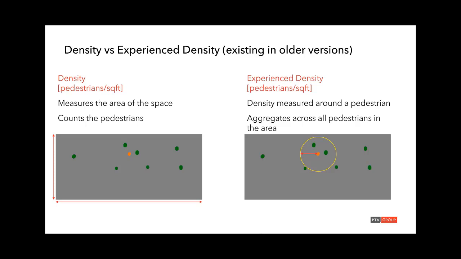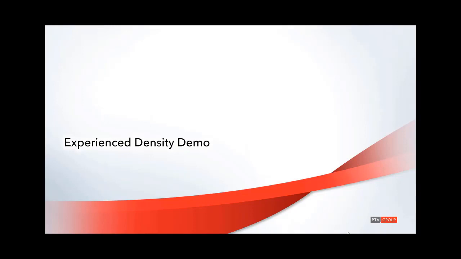However, we have an alternative calculation for density, which we call the experience density. And this is where you take each individual pedestrian and measure the space around them and then count the pedestrians within that space. This gives you a density around each pedestrian. And then we can aggregate that across all the pedestrians on an area to give us an experience density level in that area. Let's take a look at how experience density differs from density within a simulation.